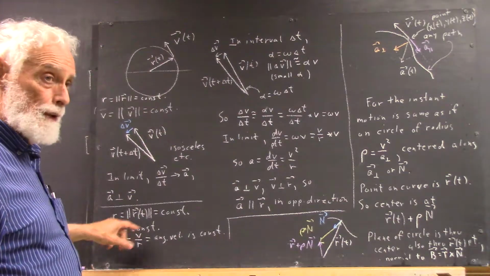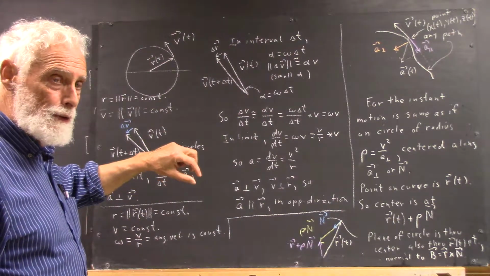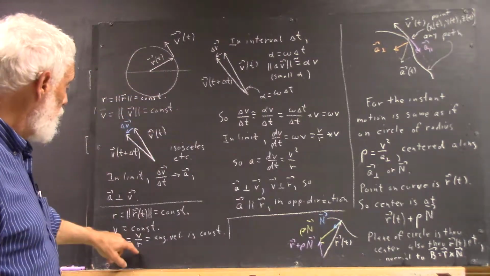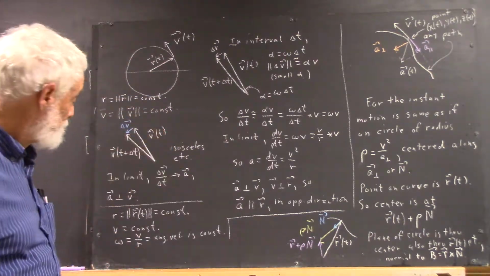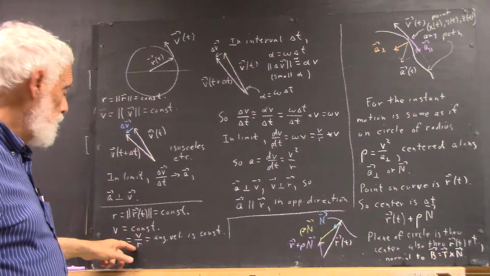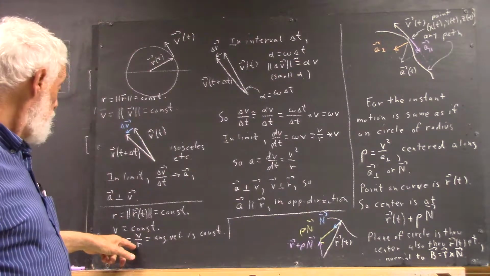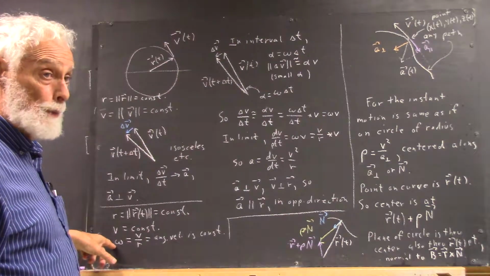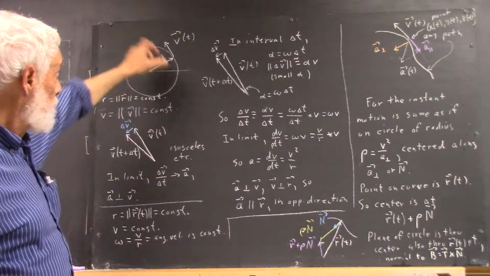V is in units of distance per second along the arc, and r is in units of distance. When you do v over r, by the definition of radian and a little bit of manipulation, you find that omega is the number of radians per second through which you're moving.